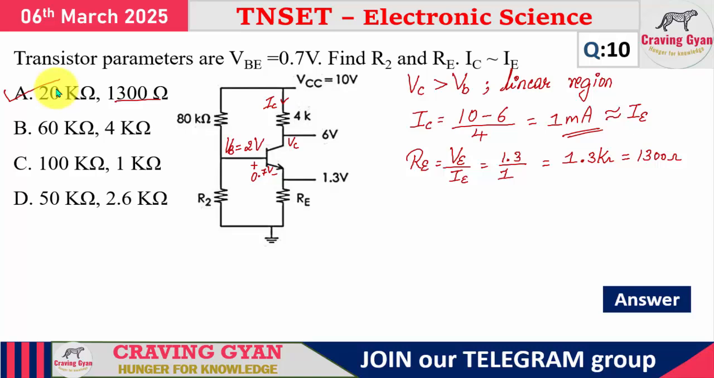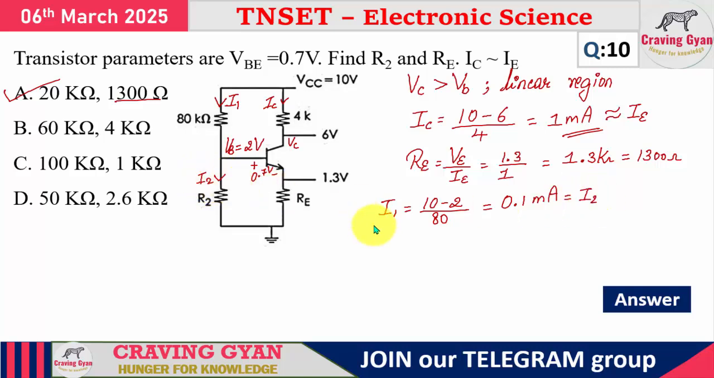Now look at the things carefully. What is the value of R2? Try to calculate the value of I1. The same current will be flowing through R2 also. Why? The base current will be very small. What is the value of I1 we are going to get? The voltage drop is 10 minus 2 divided by 80K. So this current will be equal to 8 divided by 80, which is equal to 0.5 milliampere, which is equal to I2.